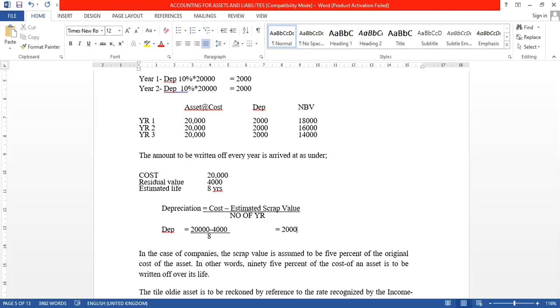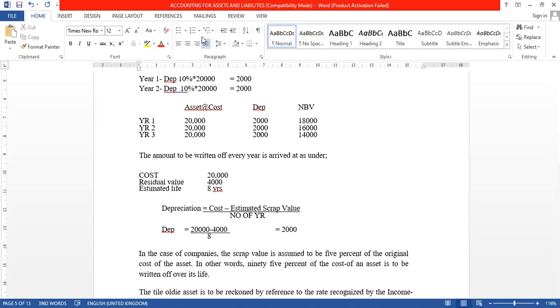Are you able to follow that? Given the percentage and these other figures, the depreciation becomes the cost of the asset minus the estimated scrap or residual value, divided by the number of years of the useful life of that asset. And therefore, for every year, you'll be reducing it by 2,000. Because the depreciation is the same, these figures will remain the same.